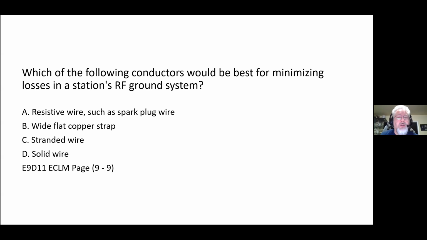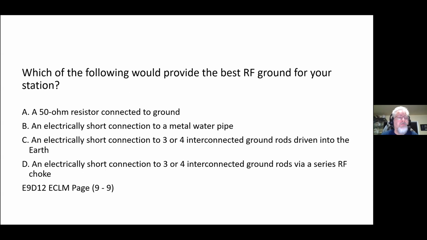Which of the following conductors would be best for minimizing losses in a station's RF ground system? A, resistive wire such as spark plug wire. B, a wide flat copper strap. C, stranded wire. Or D, solid wire. Bravo. Bravo is correct. A wide flat copper strap.